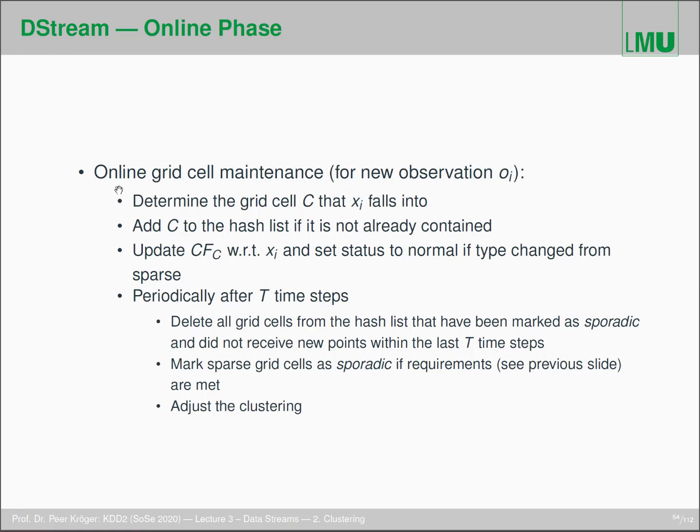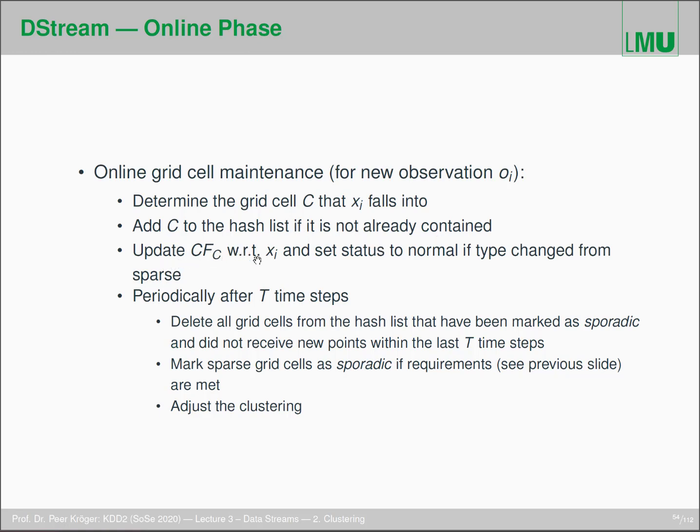So in the online phase, the grid cells are maintained. For a new observation, which is called xi here in this list, I'm sorry for that, it should be read xi, we determine the grid cell xi falls into, that's easy. And then we add C to the hash list if it has not already been in there. Otherwise, we just do nothing, of course.